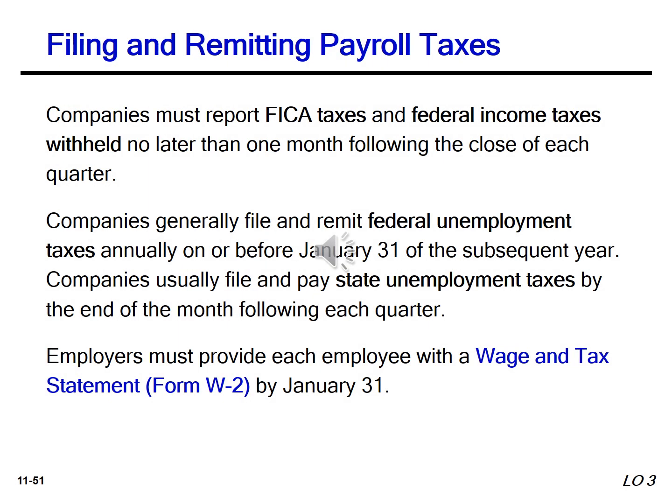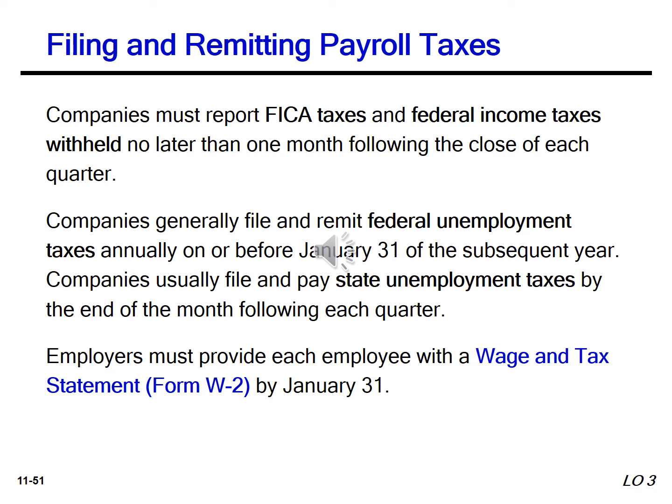We learned how to record payroll and payroll taxes. Now let's see how these payroll taxes are filed and remitted. Now, you should know that companies must report FICA taxes and federal income taxes withheld no later than 1 month following the close of each quarter. Companies generally file and remit federal unemployment taxes annually on or before January 31st of the subsequent year. Companies usually file and pay state unemployment taxes by the end of the month following each quarter.